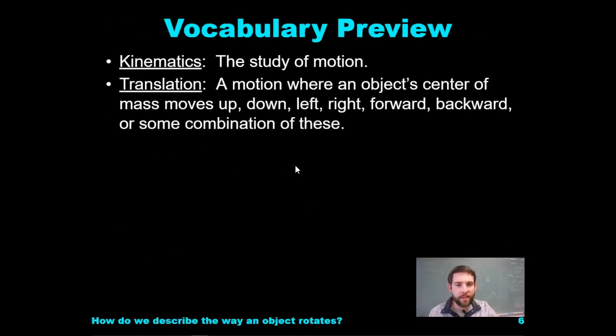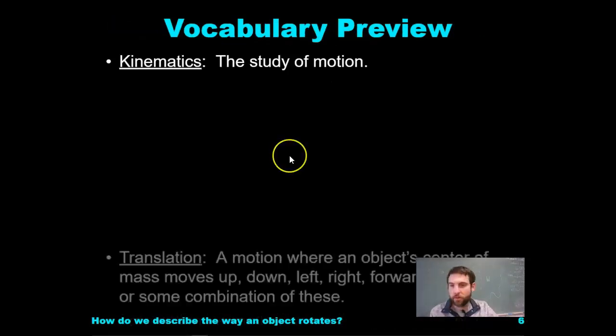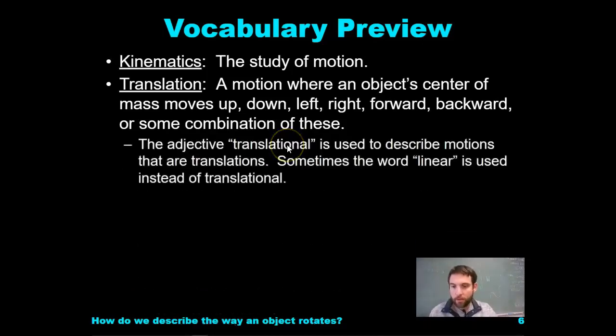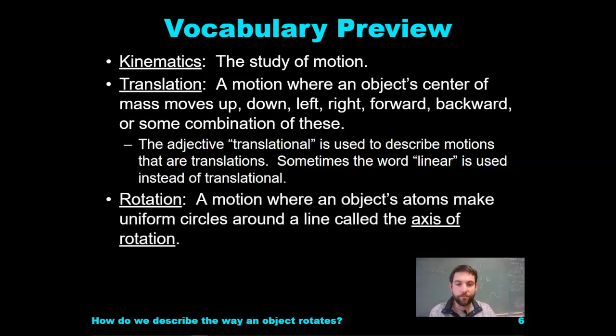Vocabulary. We know kinematics is the study of motion. Translation means an object's center of mass is moving up and down, left or right, forward, backward, or any combination of these. So it's not rotating. Translational is straight line. The adjective translational is used to describe motions that are translations. Sometimes the word linear is used instead of translational. So we have translational motion. We also have rotational motion.